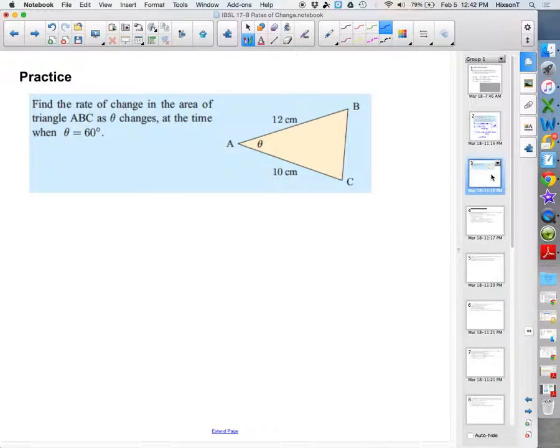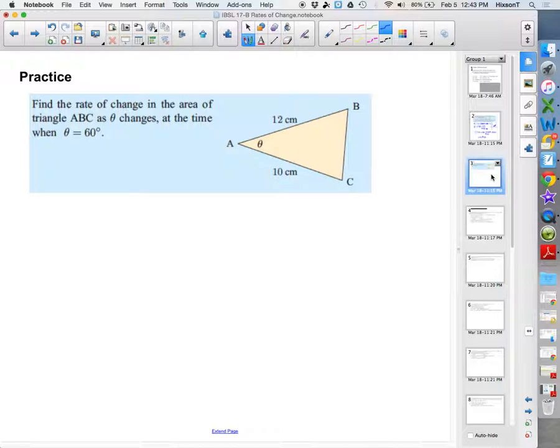So we have this triangle, the ends are connected, and one side's 12 and one side's 10, and we're pulling it open. So the angle is what's changing. These two arms, AB and AC, aren't changing at all. B and C has to change. BC will change, and our area will change.